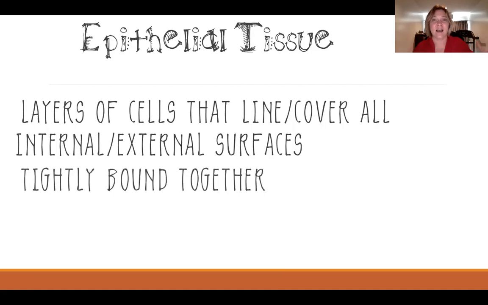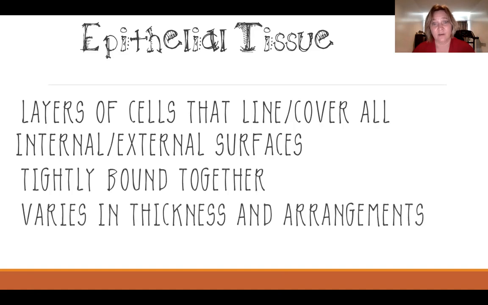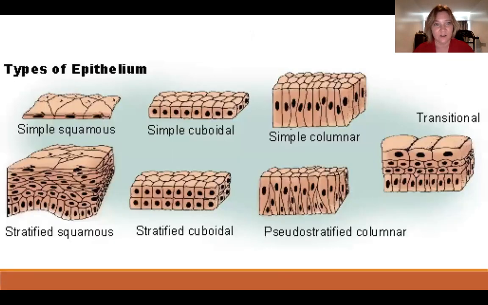So anything that lines the inside and the outside of your body, because everything on the inside is also lined with epithelial tissue. These tissues are tightly bound together, and they vary in their thickness and in their arrangements. It really just depends on where in the body. So you don't have to know these. If you want to go to medical school, then you'll start to learn these different types of epithelial tissues.